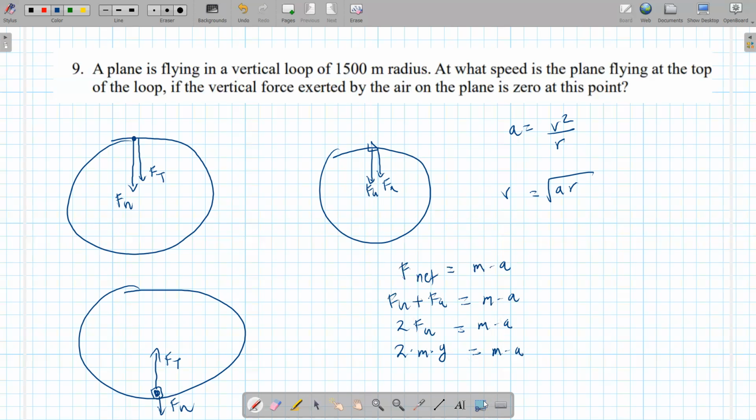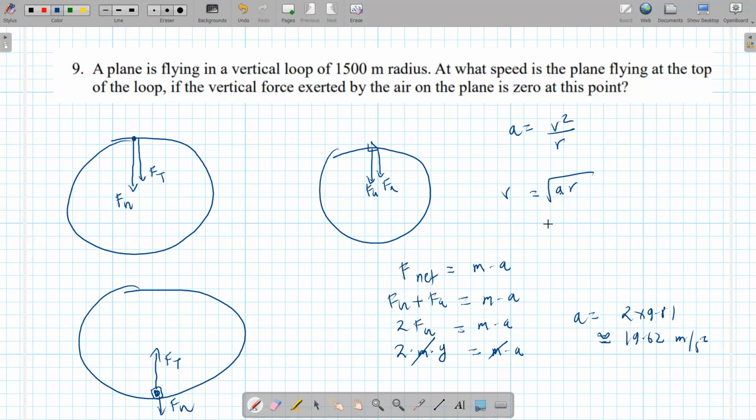Now see, the M's cancel each other. They've not given us the M's for a reason. So A is simply going to be 2 times gravity, or 2 times 9.81, which is approximately 20. It's going to be 19.62. Once we have the A, we plug it in here.